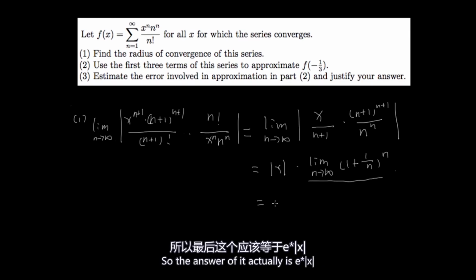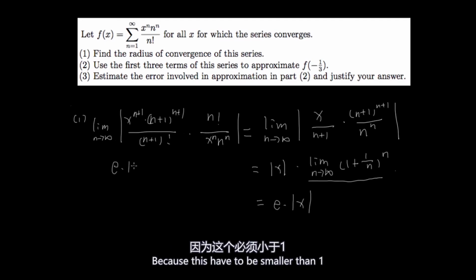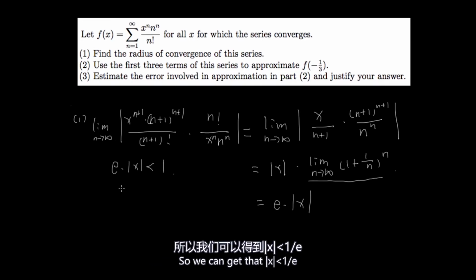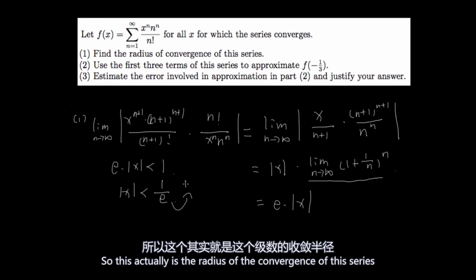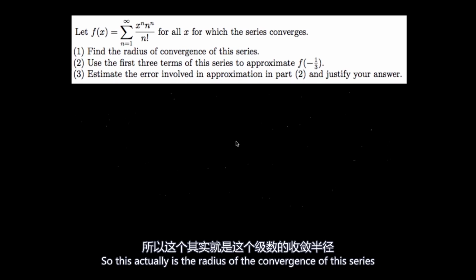So the answer of it actually is e times the absolute value of x. Because this has to be smaller than 1, so we can get that the absolute value of x is smaller than 1 over e. So this actually is the radius of convergence of this series.